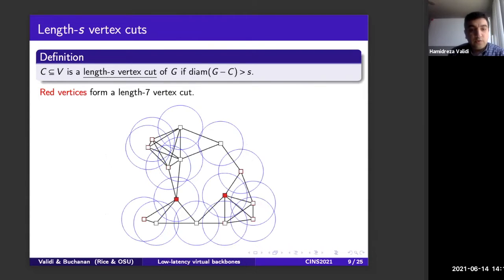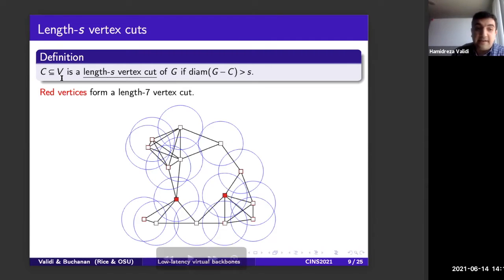Before going to our formulation, we also want to talk about the length S vertex cut. We all know what a vertex cut is. A vertex cut is a subset of vertices such that if you remove them, the diameter goes to infinity, or n-1, it would be very large. The graph becomes several components, and it wouldn't be a one-component graph anymore. We generalize that definition and provide the length S vertex cut of G.